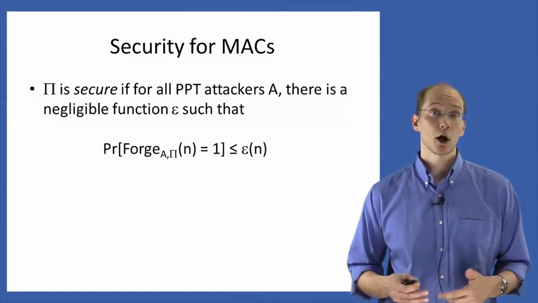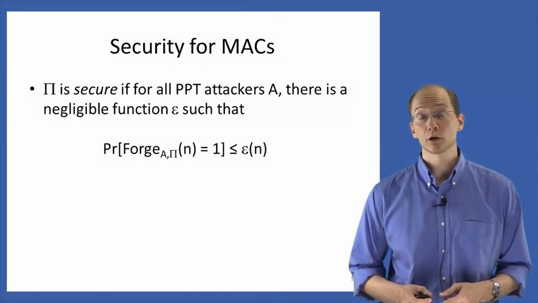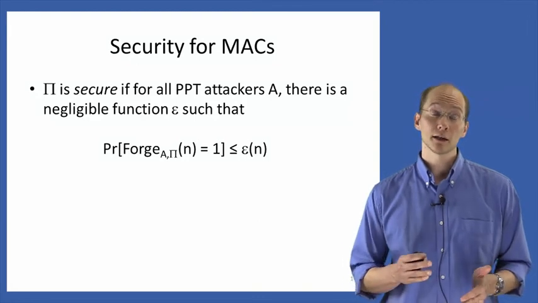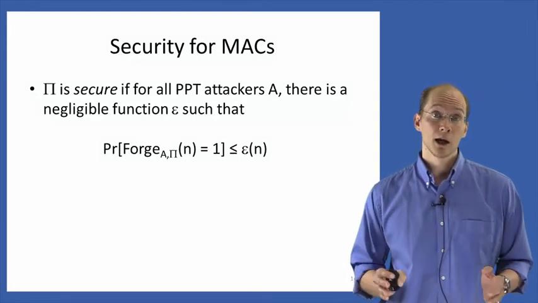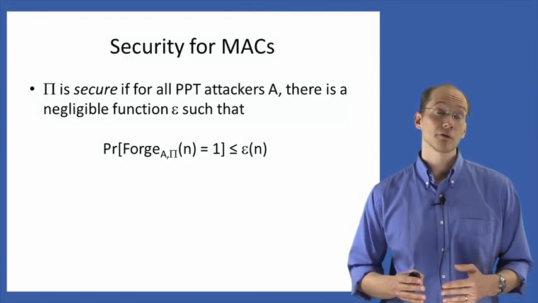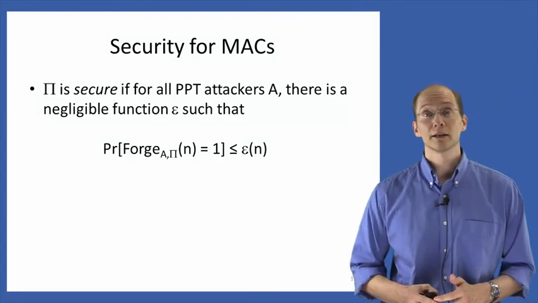So note here that in contrast to the case of encryption, where we require the success probability of the attacker to be at most 1/2 plus epsilon, here we don't want the attacker to succeed any of the time, and so we bound the probability of success by epsilon. That means it should be infeasible for the attacker to ever output, essentially ever output, a valid tag on a new message.